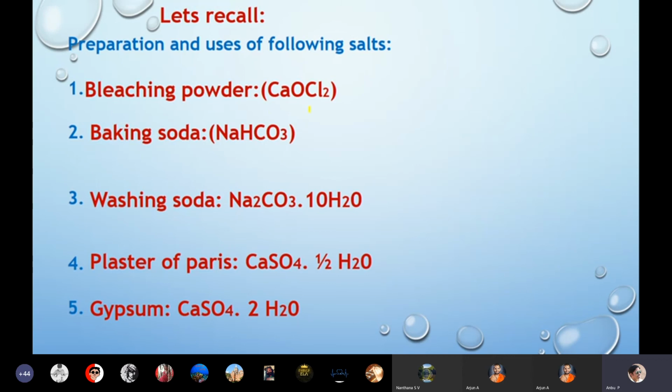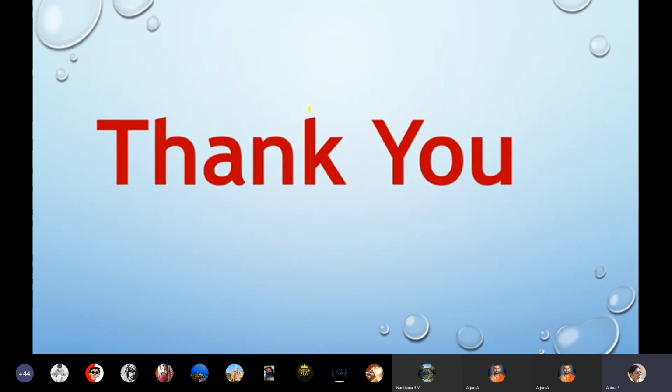So one is bleaching powder, with the formula calcium oxychloride. Then the second one is baking soda, sodium hydrogen carbonate. We also saw baking powder. Baking soda added to an edible acid is called baking powder. Then the third one is washing soda, that is Na2CO3.10H2O. And the fourth one is plaster of Paris, CaSO4.1/2H2O, and gypsum, that is CaSO4.2H2O. So thank you. We are completing acids, bases, and salts. By this, we have completed the 2 lessons.